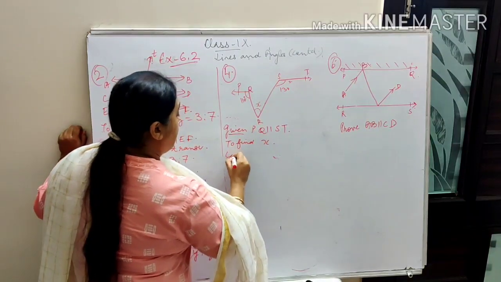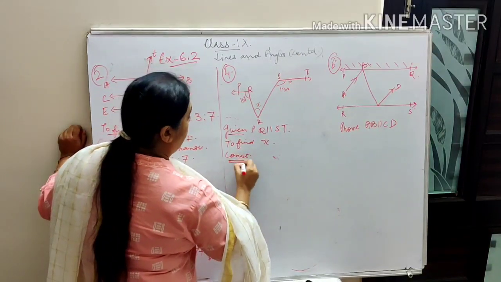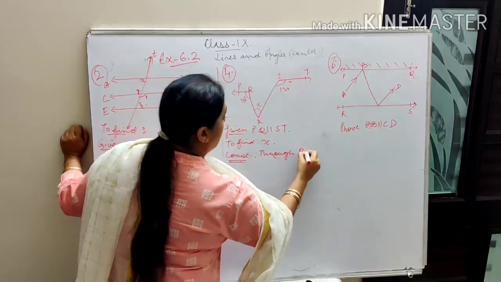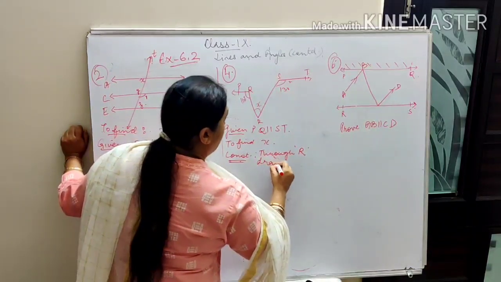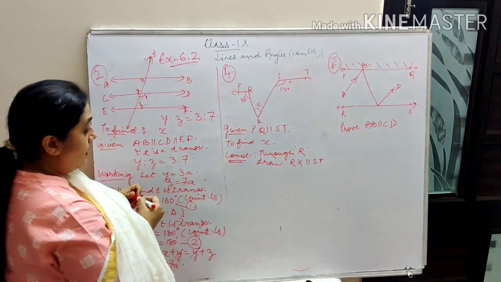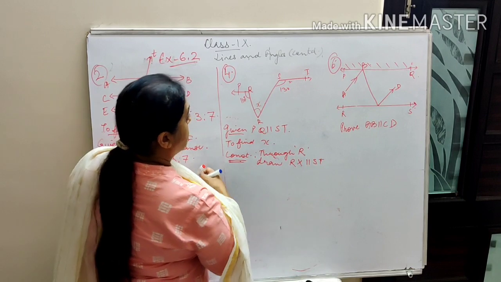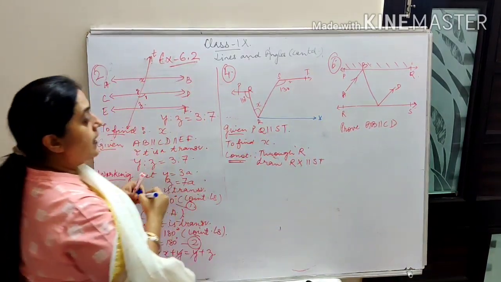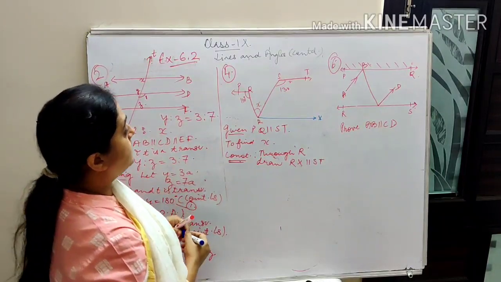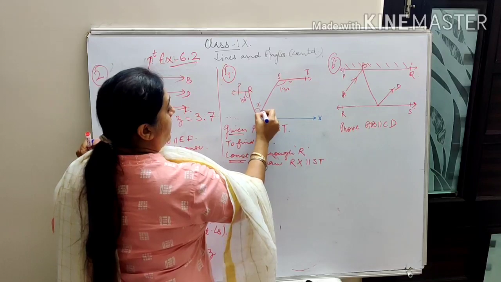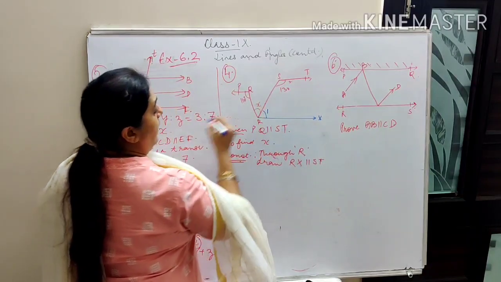To find X. In this case you will have to do a construction. Through R, draw RX parallel to ST. Please check it out. I am writing RX parallel to ST. Please see. Now let us see RX parallel to ST. If I talk about these two, let it be 1.